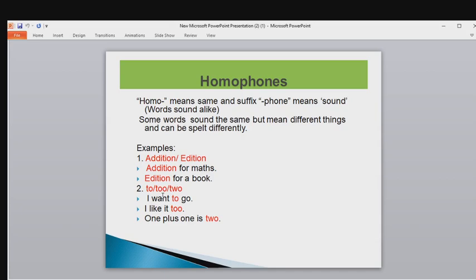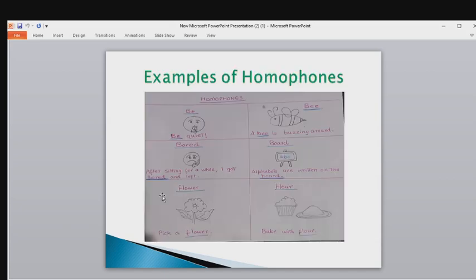Their pronunciation is similar. They sound the same when we speak, but they have different meanings and their spellings are also different. So these are the homophones. Some more examples of homophones. Here are some pictures with example sentences.